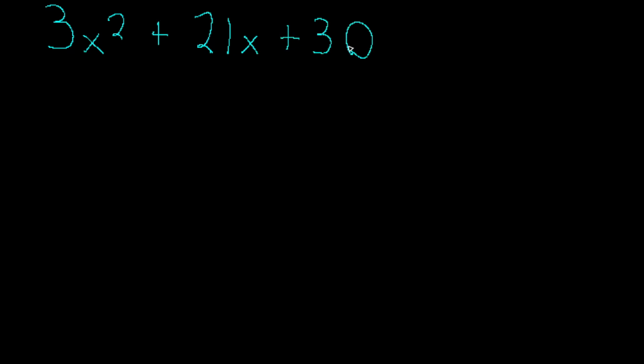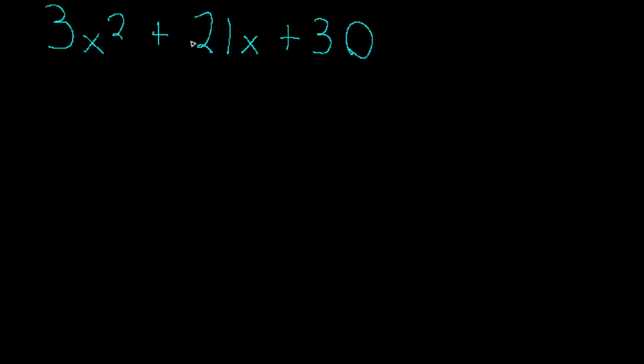All right. 3x squared plus 21x plus 30. Again, like the last problem, there's no two numbers that are going to multiply to 30 and add to 21. So we need to find something in common.